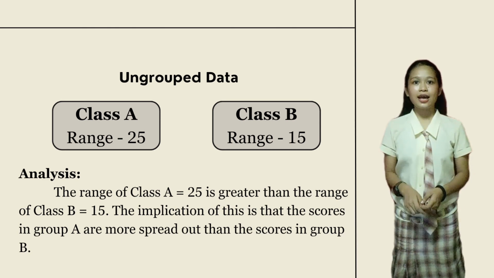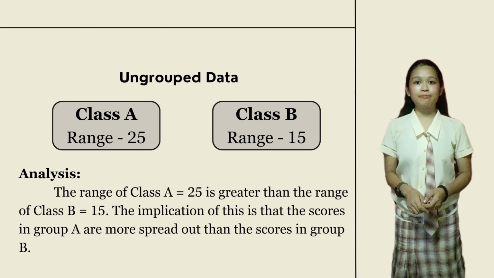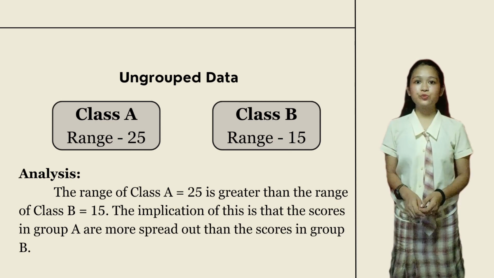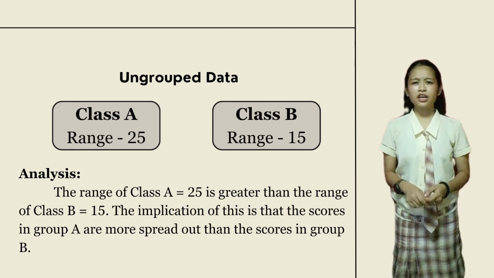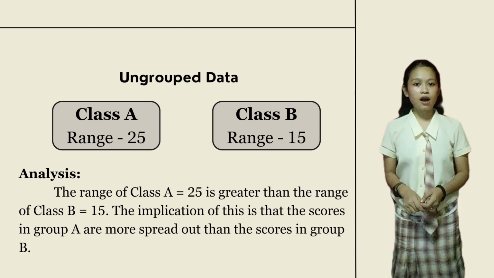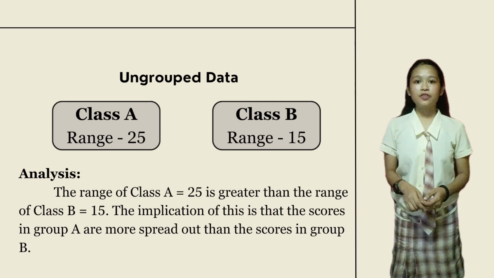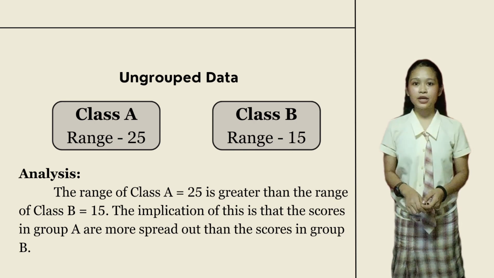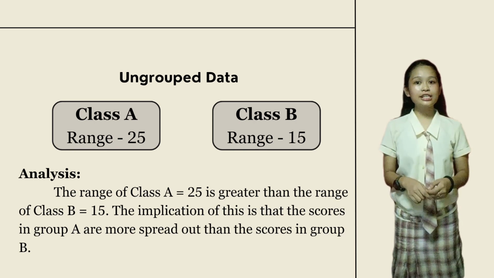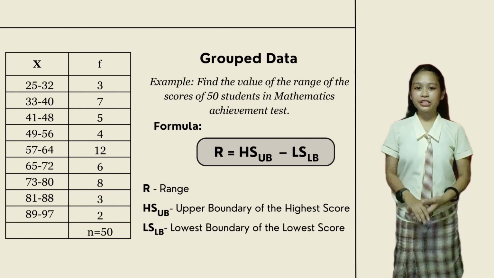It indicates that Class B, which has a smaller range, suggests that students in the class perform more consistently and have similar skill levels and grasp of the materials being taught. Hence, teachers can plan lessons that are suitable for the majority of students without the need for extensive differentiation. On the other hand, Class A, which has a bigger range, indicates that the students have varying levels of achievement. Some students are performing at a high level, while others may be struggling. Thus, the teacher should assess which specific topics students are struggling with and provide targeted interventions or additional support in those areas. Now, let's move on to solving the range of grouped data.